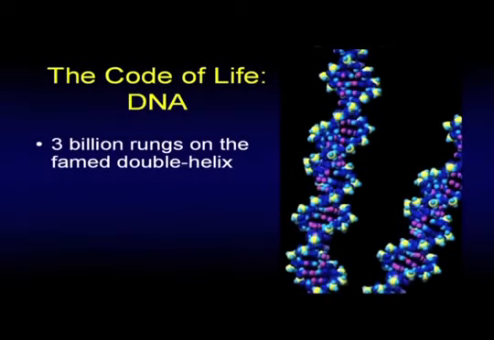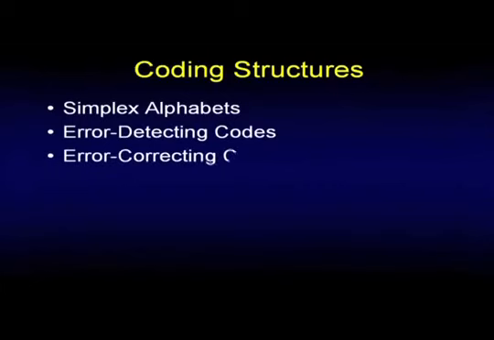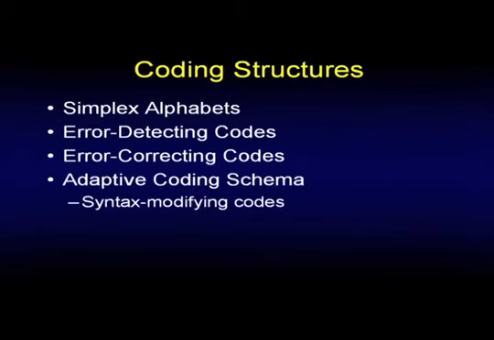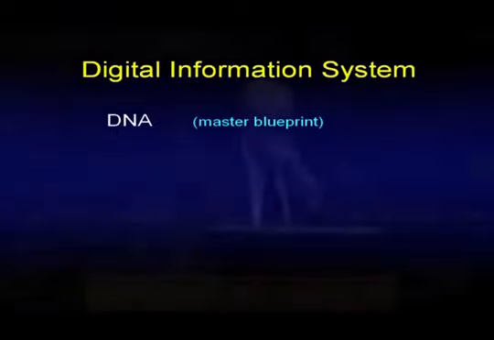there are 3 billion rungs on the famous double helix of our DNA. And the code that's involved is a digital error-correcting code. Now, there's not probably one engine: complex alphabets, error-detecting codes, error-correcting codes. There's an adaptive coding scheme, where the codes modify themselves depending on the context. And we have all of that going on here. We have the DNA, which is the master blueprint.